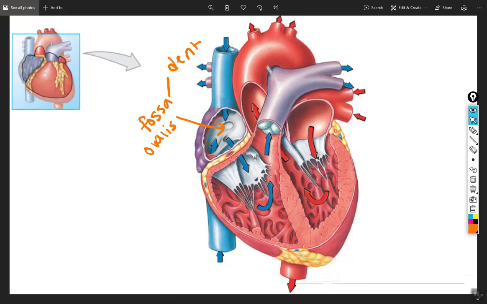As I was saying, the structure that the fossa ovalis is a leftover of is called the foramen ovale.